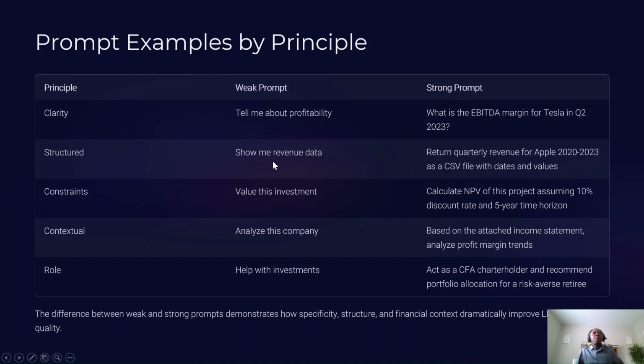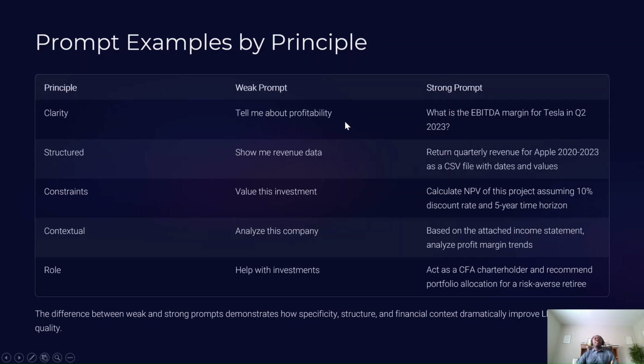All right, now we are going to give you examples that you might be using. So clarity. The principle here is clarity. A weak prompt will be like, tell me about profitability. It is open-ended. Profitability of what, when, for who? You see, it's open-ended. So ChatGPT will give you something, but it won't be relevant to what you're looking for. You would want a strong prompt, such as, what is the EBITDA margin for Tesla in Q2 of 2023? Now it's becoming clearer what you're looking for.